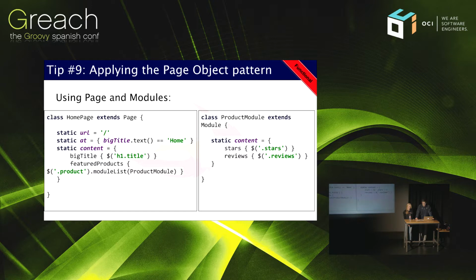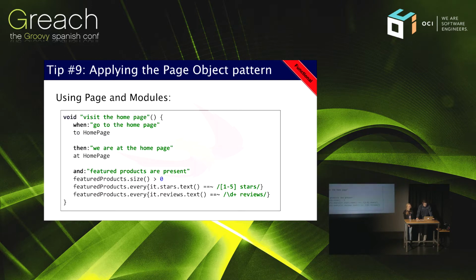However, using page and modules to represent our page, we can encapsulate in this class the data related with the page, like the URL, the verification that checks that we are at the page, and the elements that are present in the page. And we can even make a module to represent a specific part of the page, and in this module, encapsulate its own elements. So having the page and module, we can rewrite our tests using them. And as we can see, the readability improves, and this page and module can be reused in other tests.